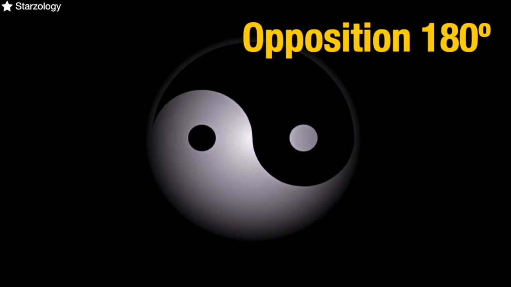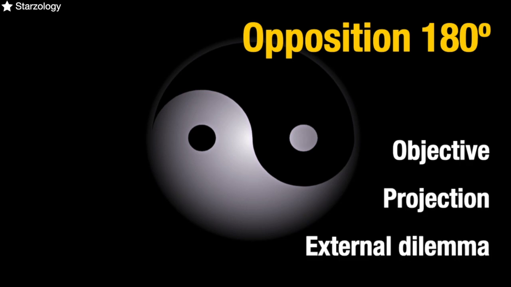Next, we have the opposition. This is 180 degrees. And some keywords here would be objective, projection, and external dilemmas. So you can be objective when you have 2 planets in opposition because they're on opposite sides of the chart, so they can clearly see each other and be objective about each other.